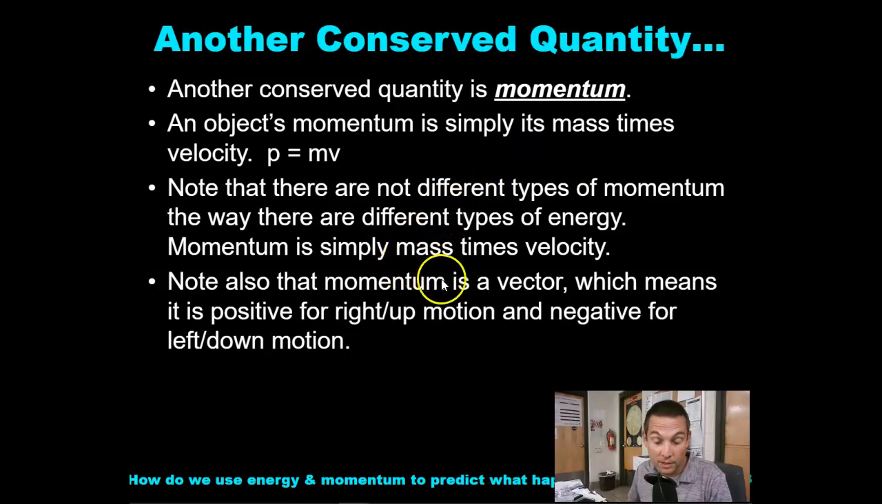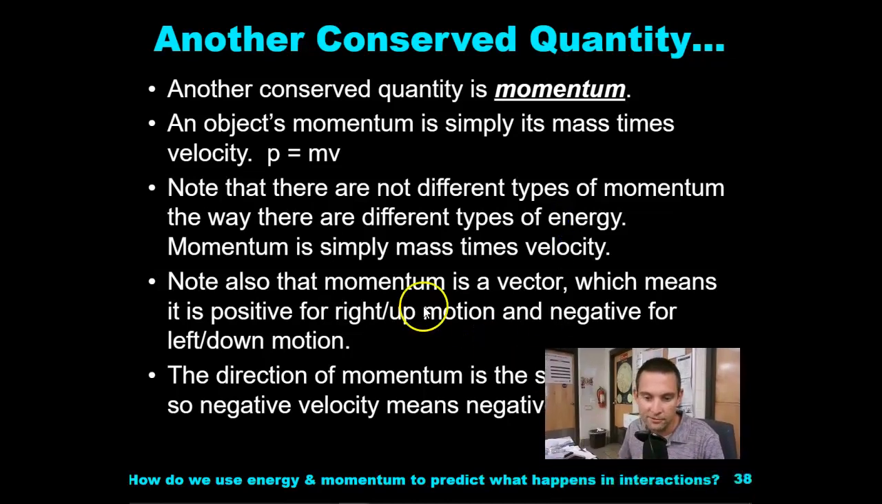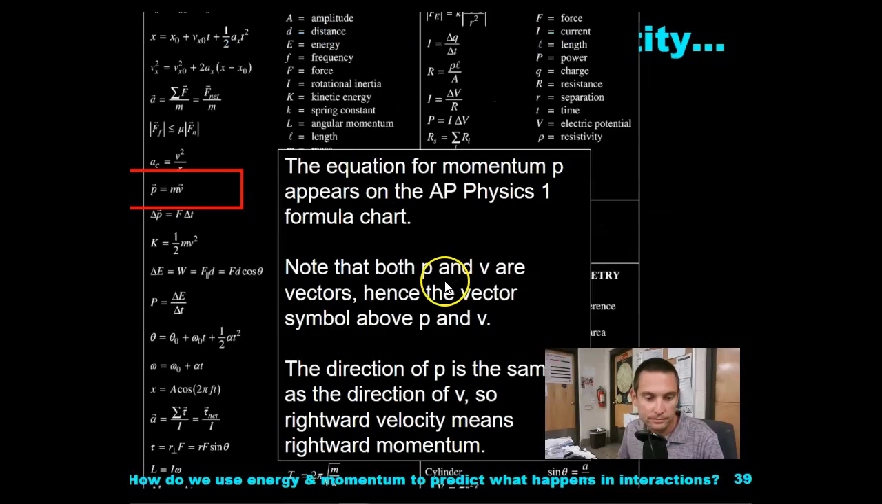Note also that momentum is a vector, which means it is positive for right or up motion and negative for left or down motion. The direction of momentum is the same as the velocity, so negative velocity means negative momentum. Negative velocity does not necessarily mean slowing down. It means that we're moving in an opposite direction.